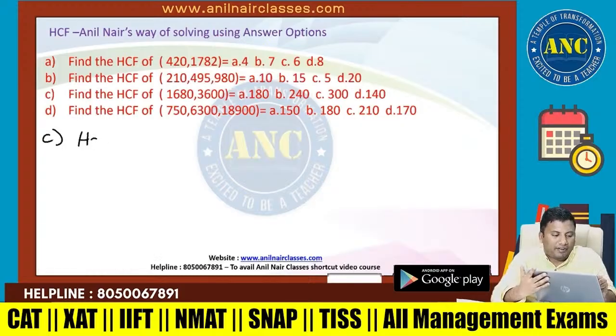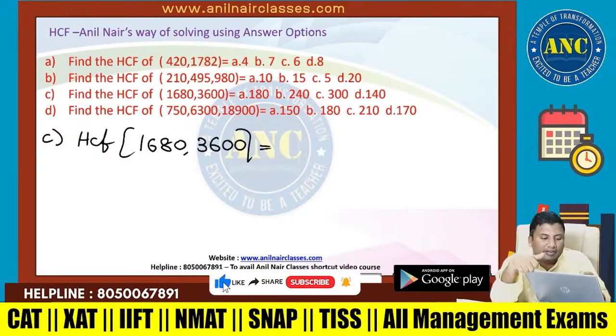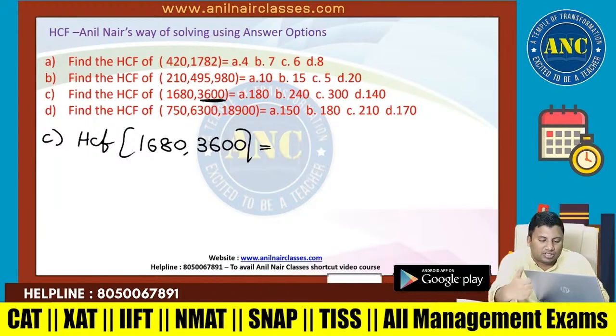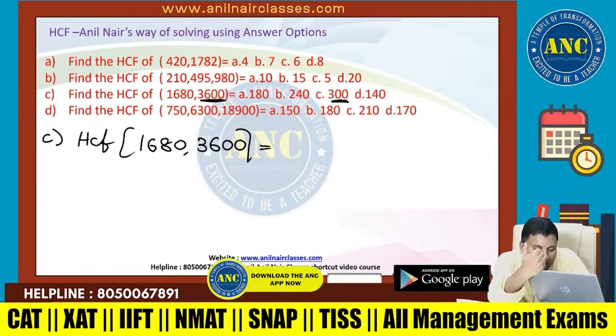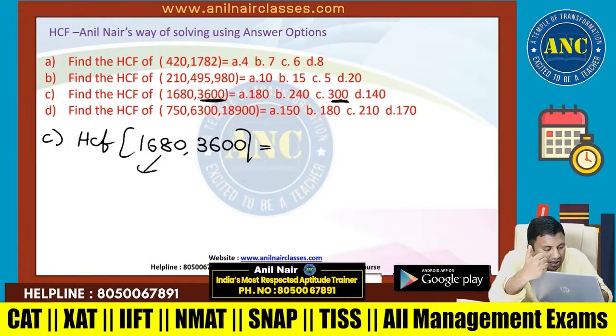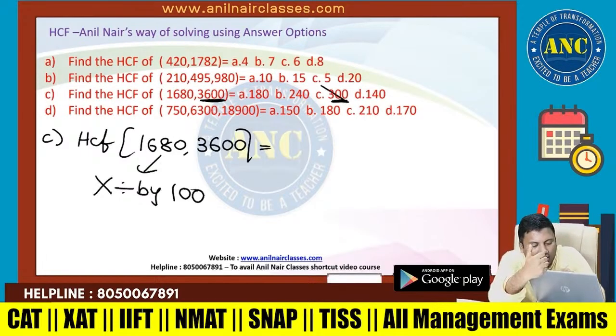Next: find the HCF of 1680, 3600. Directly by looking at it, we can say the answer. If option C is divisible by 100, the last two digits are 0, 0. 1680 is not divisible by 100. So option C is incorrect. Option A is also incorrect.